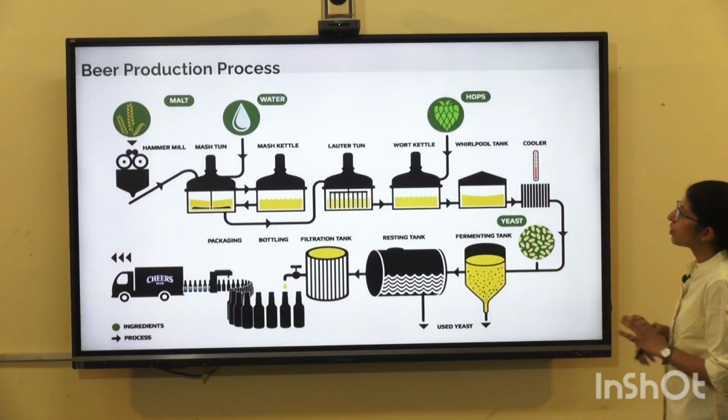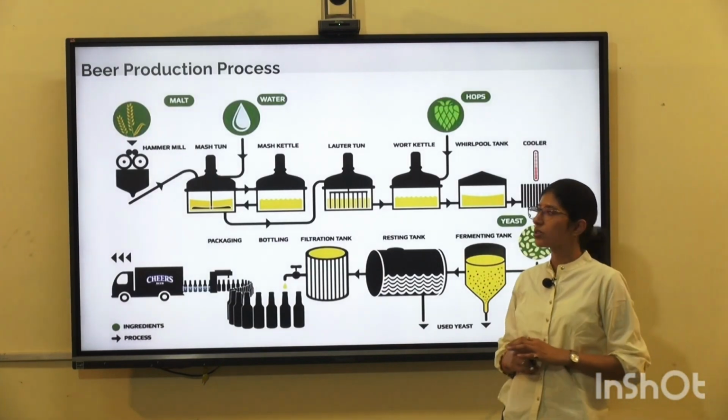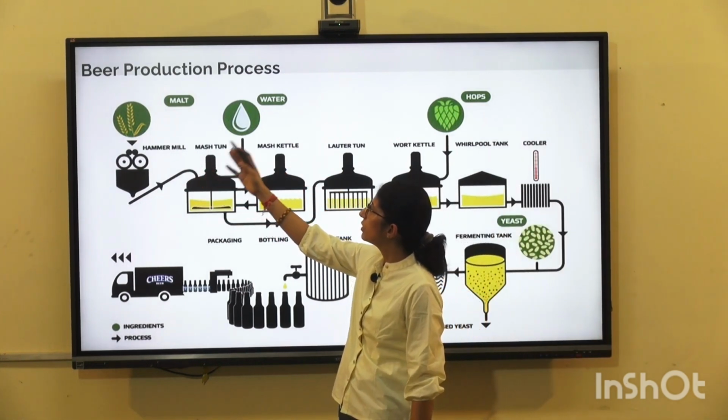Now, this is the actual process flow from farm to farm, how the beer is being processed. So, we have taken the malt from the grains. These have been sent to the hammer mill, mash mill.